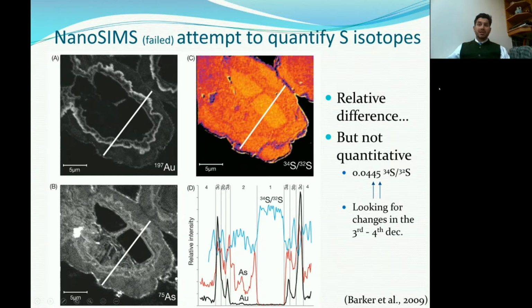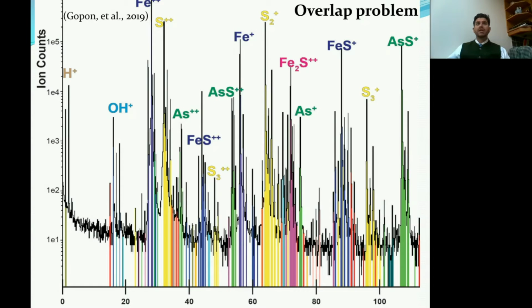This was something that was done about 10 years ago with the NanoSIMS, and so they found relative differences, but they weren't able to do this quantitatively. Again, we're looking at the third and the fourth decimal place, so it's analytically quite difficult.